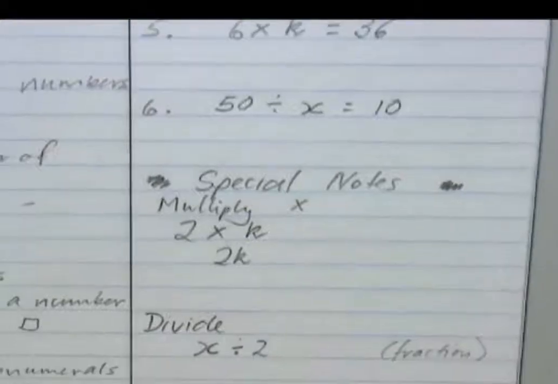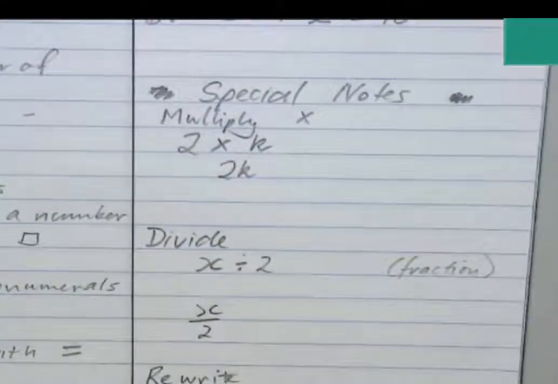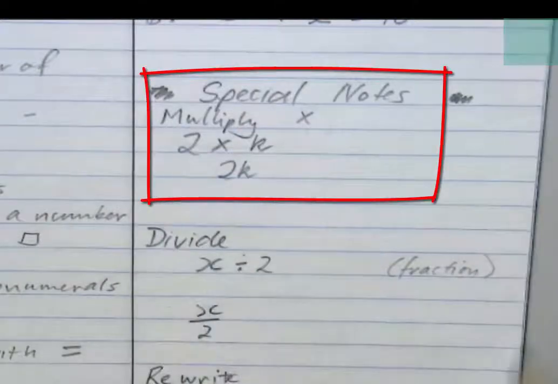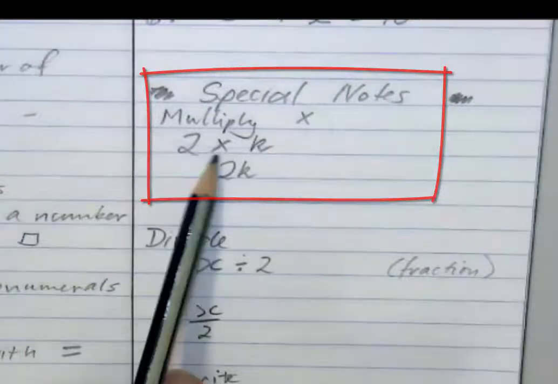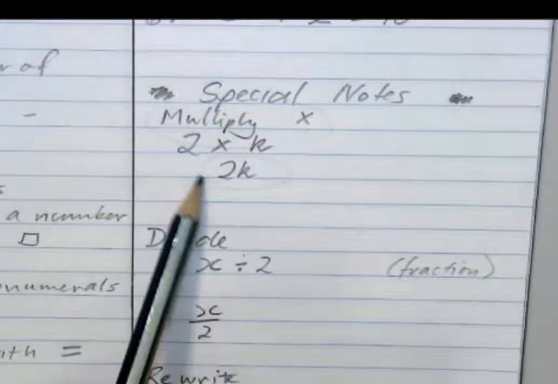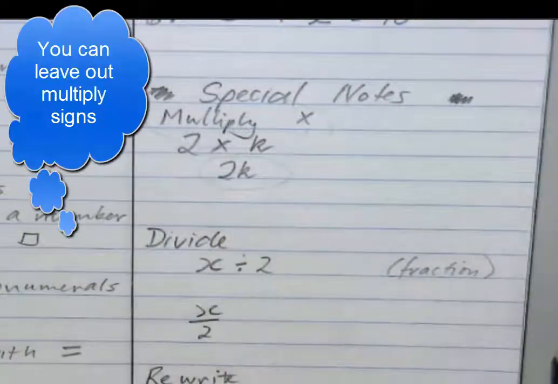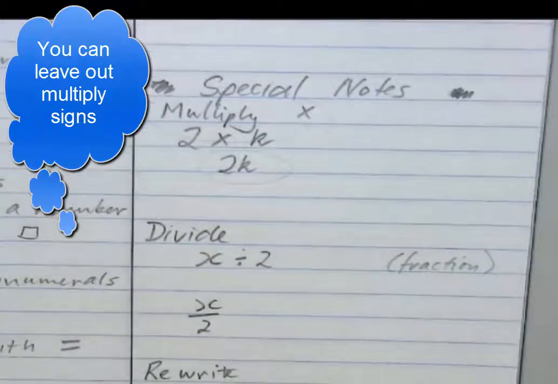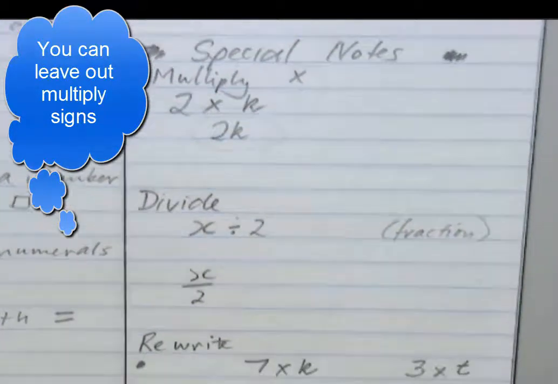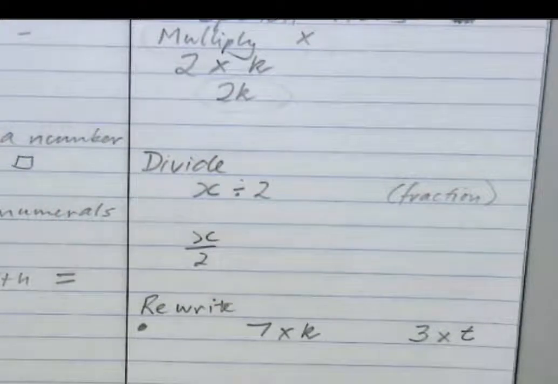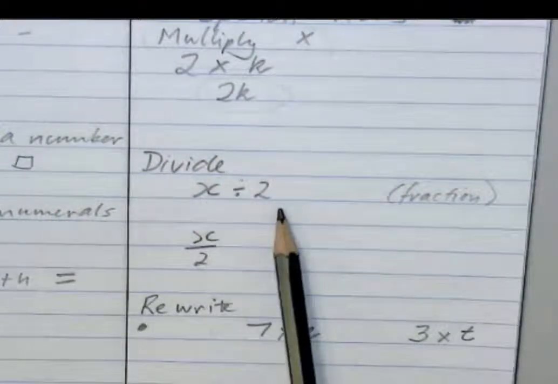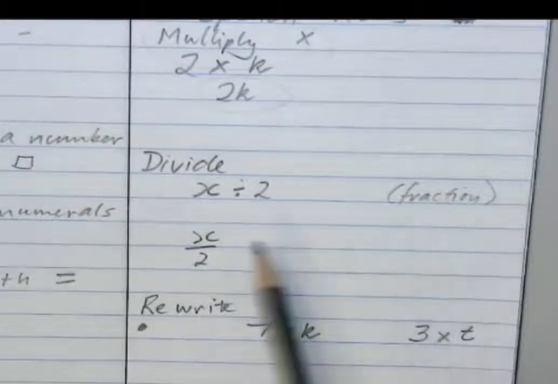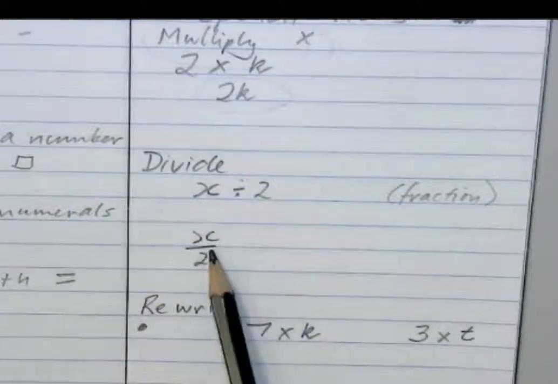A couple of special notes we'll get up to these, and they are, in multiplying, in algebra, you can do some really good shortcuts. 2 times k in algebra, we can shorten that, take out the multiplied sign, just have 2k. I will practice those in class. Dividing has its own shortcut. Instead of writing x divided by 2, we can turn it into a fraction and put the x on the top, the fraction line, the vinculum, and the 2.